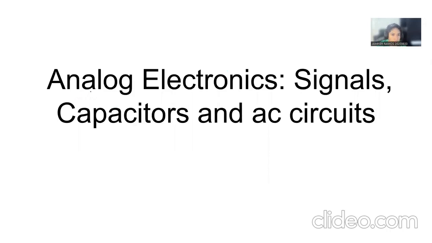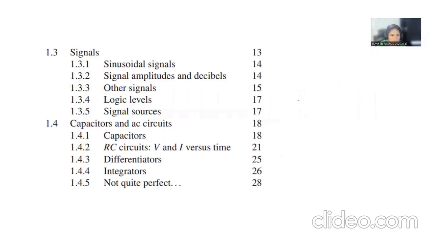In this opportunity, I'm going to talk about a subchapter of the book The Art of Electronics by Paul Horowitz. So in this lesson, I'm going to talk about signals, capacitors, and AC circuits. So let's start. First of all, I'm going to present an overview of these topics.